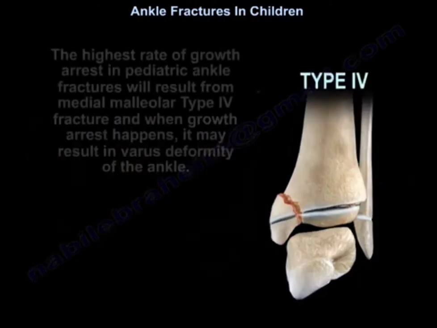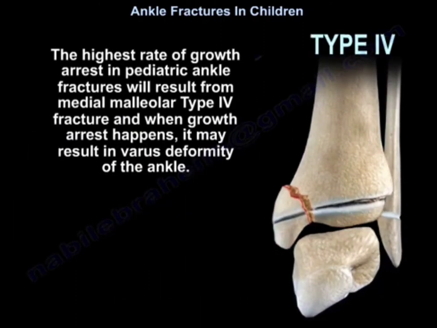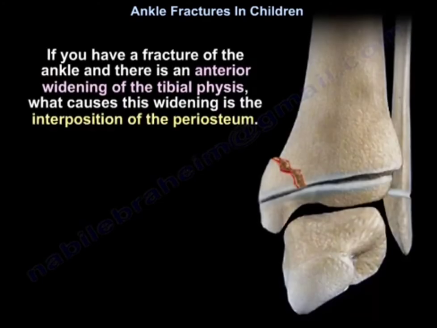The highest rate of growth arrest in pediatric ankle fractures will result from a medial malleolar Type 4 fracture. And when the growth arrest happens, it may result in various deformities of the ankle. If you have a fractured ankle and there's an anterior widening of the tibial physis, what causes this widening is the interposition of the periosteum.